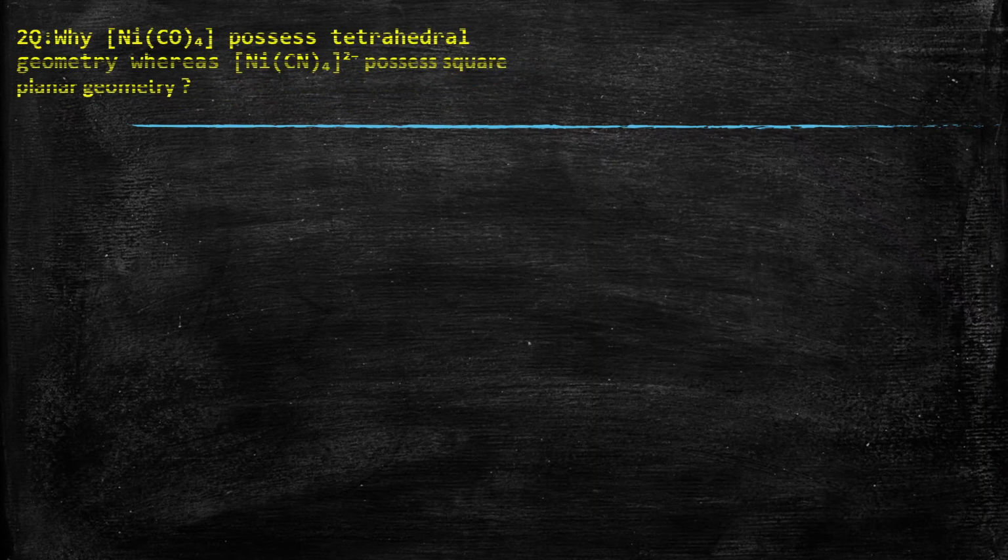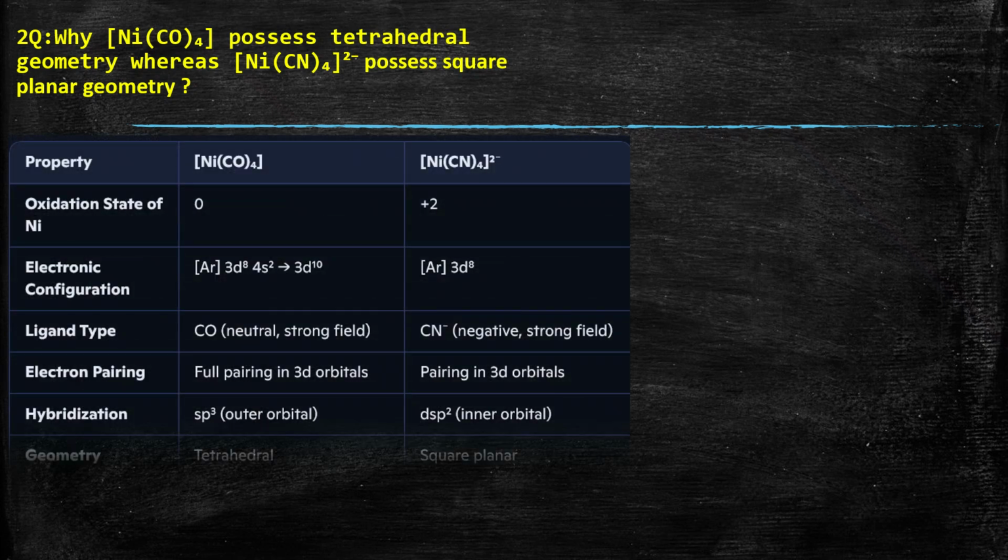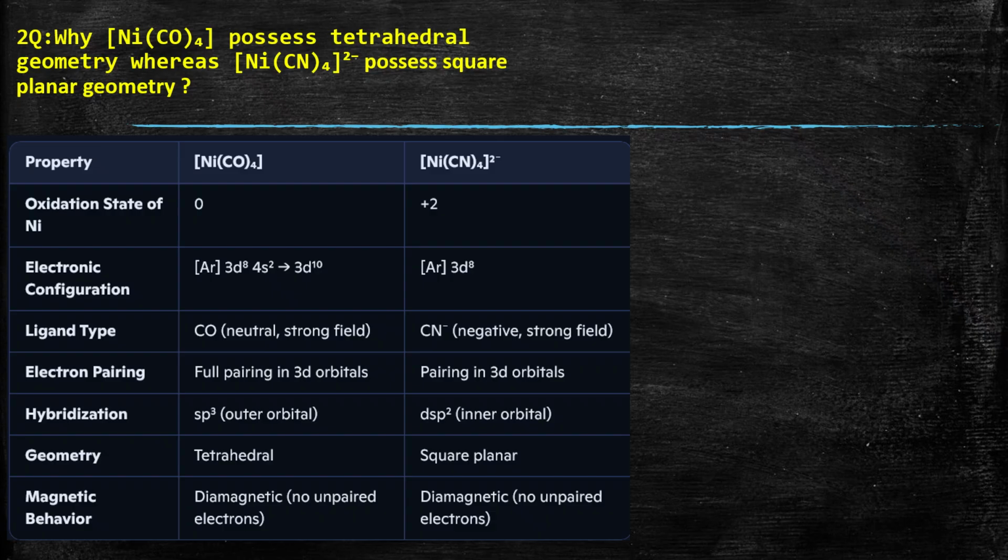Now tell me why tetracarbonyl nickel possesses tetrahedral geometry whereas tetracyanonickel possesses square planar geometry. First we need to identify the ligands. In both complexes they have strong field ligands. The second thing is to identify the oxidation state of nickel. In tetracarbonyl nickel the oxidation state of nickel is 0, and in the second complex the nickel oxidation state is +2.